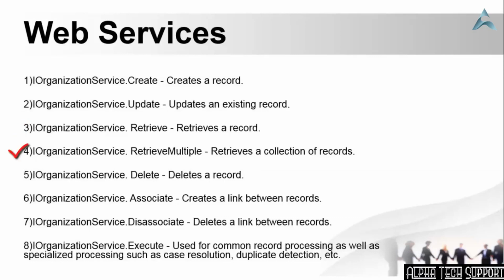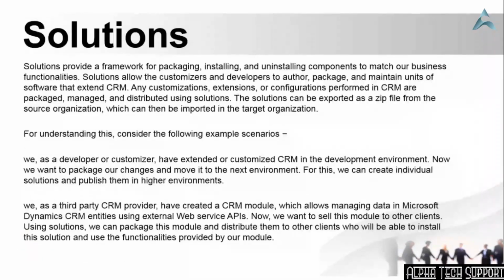Fourth is IOrganizationService.RetrieveMultiple, which retrieves a collection of records. IOrganizationService.Delete deletes a record. IOrganizationService.Associate creates a link between records. IOrganizationService.Disassociate deletes a link between records. IOrganizationService.Execute is used for common record processing as well as specialized processing such as case resolution, duplicate detection, etc. That's all about web services.